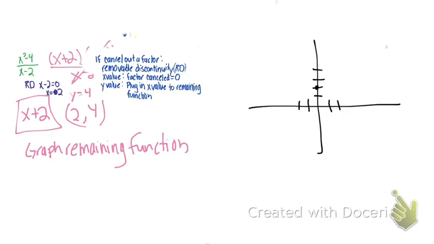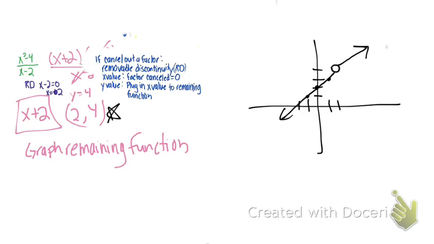So I have a y-intercept of 2 and a slope of 1. But what's different about this graph, like we said, is it has that removable discontinuity at 2, 4. So all I'm going to do on my graph is at 2, 4, I'm going to make an open circle. And that's the hole, or the removable discontinuity.